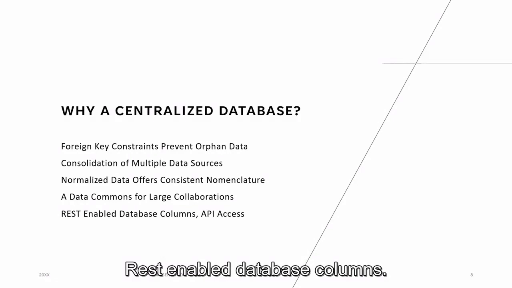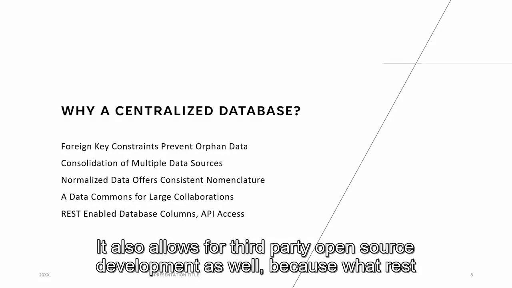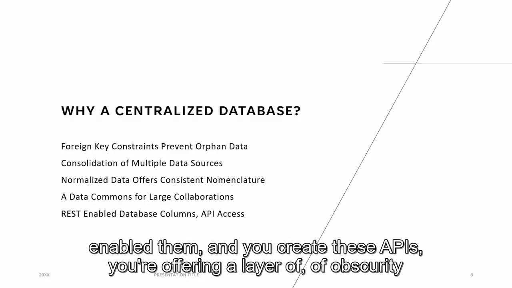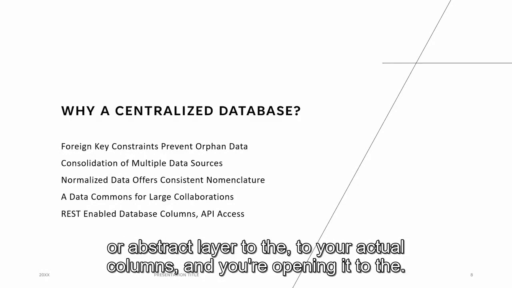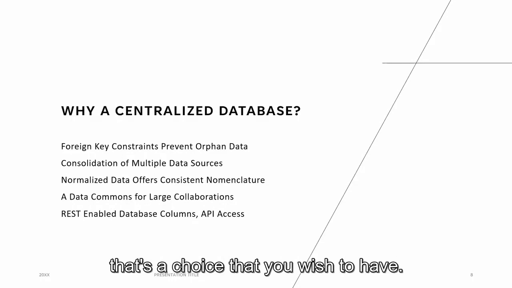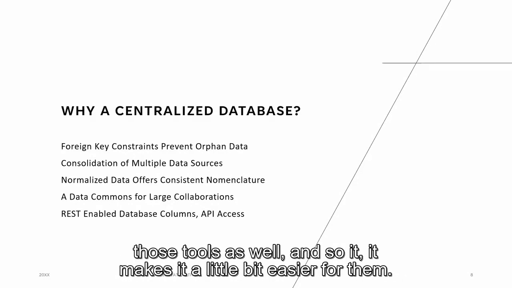The final thing, REST-enabled database columns, that more or less falls in line with database development. It also allows for third-party open source development as well, because what REST-enabled APIs do for a database is when you have your database columns and you REST-enable them and you create these APIs, you're offering an abstract layer to your actual columns, and you're opening it to the public so that people can use those APIs and develop tools for your database, if that's a choice that you wish to have. It also allows you yourselves, and our development teams, to develop those tools as well. And so it makes it a little bit easier for them.